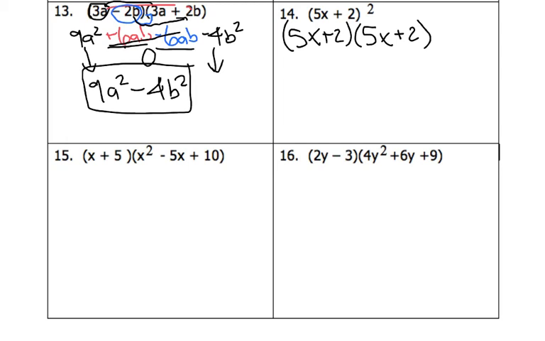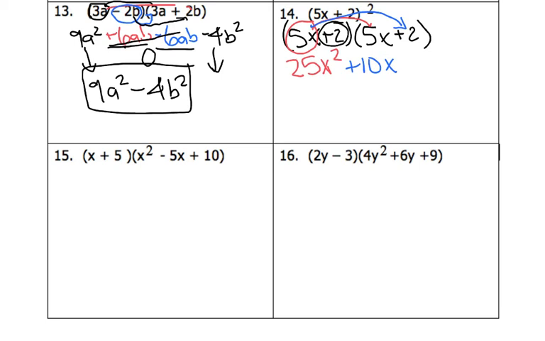14, again, is like the one that I explained, problem number 12. So I had that 5x plus 2 with a squared on the outside. So that basically means I'm multiplying what's inside the parentheses twice. So that's why I rewrote it twice. So we have 5x times 5x, 5 times 5, 25, x times x, x squared. All right, then 5x times 2, 5 times 2, positive 10, and then you only have 1x.